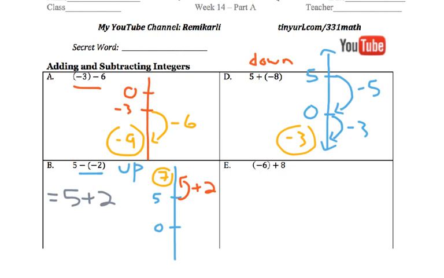E says negative 6 plus 8. That's just a regular integer problem. I'm going to think of it like an elevator starts 6 floors in the basement, so down at negative 6, and then increases or goes up 8. So if I were to do that, going up 6 would get me to 0, our friendly number, and then we'd have 2 left over, which means that this elevator would end up at the 2nd floor.